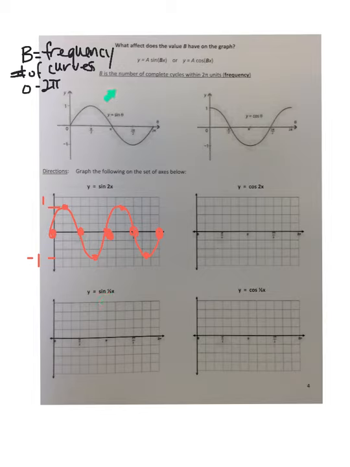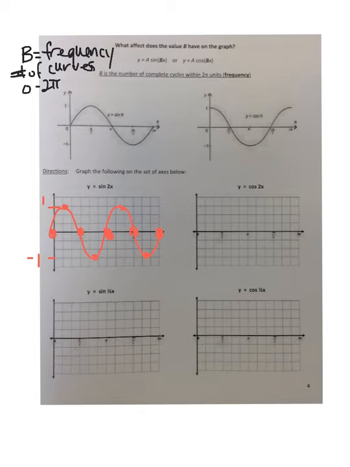Let's go back to this original one. This is a full curve here. So a half a curve would just be from here to here. That's a half a curve. And that half a curve, this top part, is what we're going to see from 0 to 2 pi.